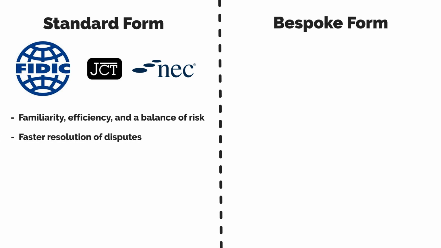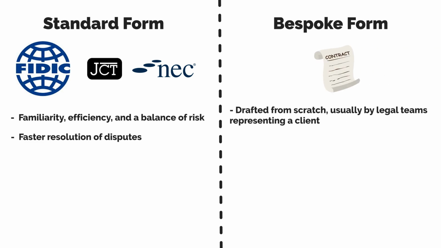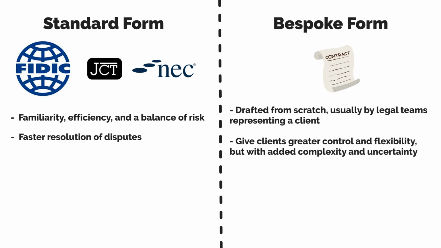On the other hand, bespoke forms are drafted from scratch, usually by a legal team representing a client. These contracts can give clients greater control and flexibility, but they often come with added complexity and uncertainty. For contractors and consultants, the risks are higher, as terms may be weighted in the client's favour. Understanding the differences is crucial, as it shapes the way we manage cost, time, quality, and ultimately commercial risk.